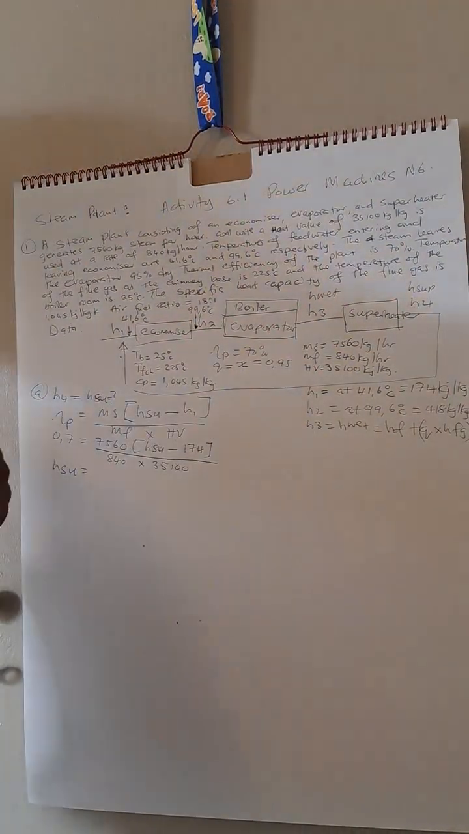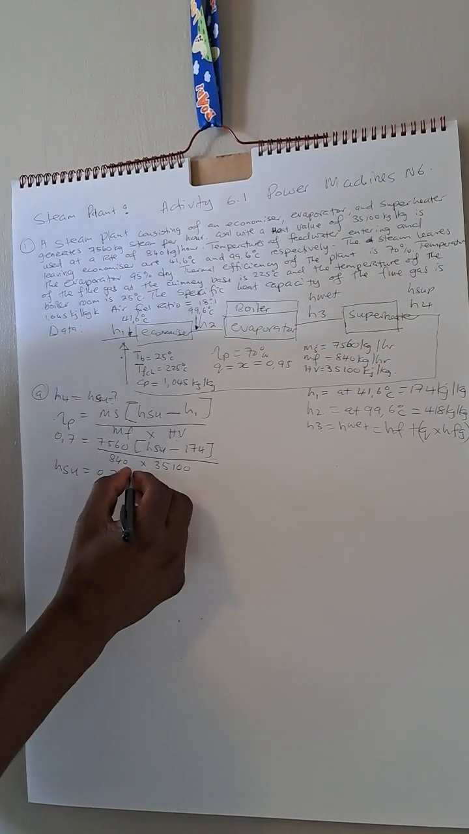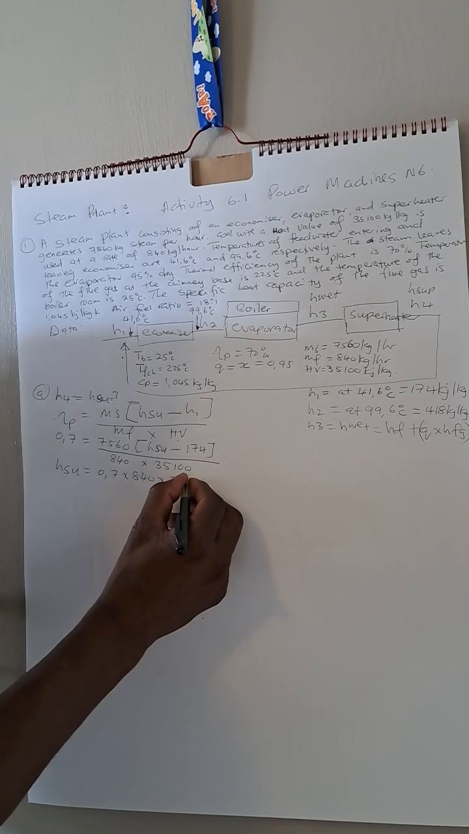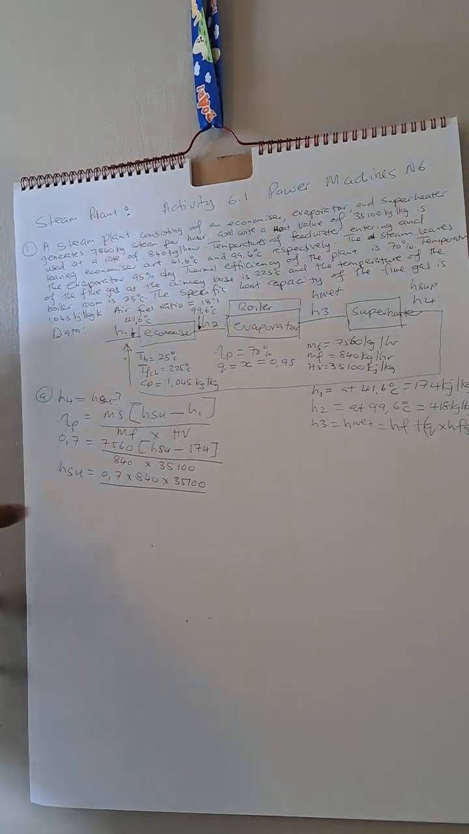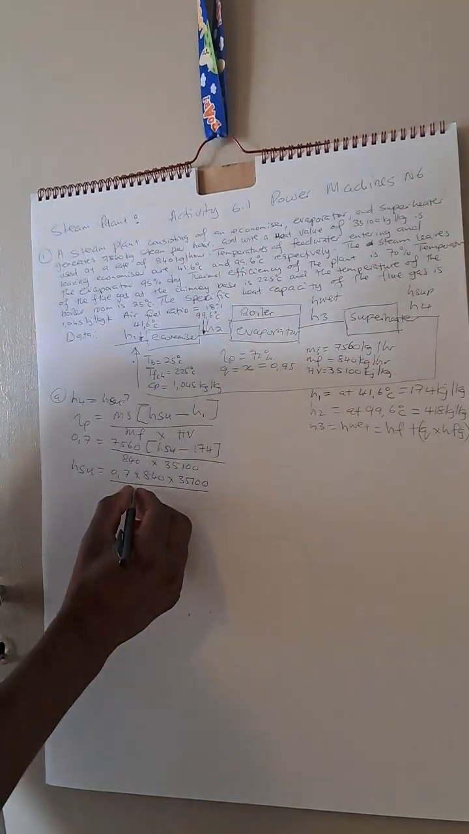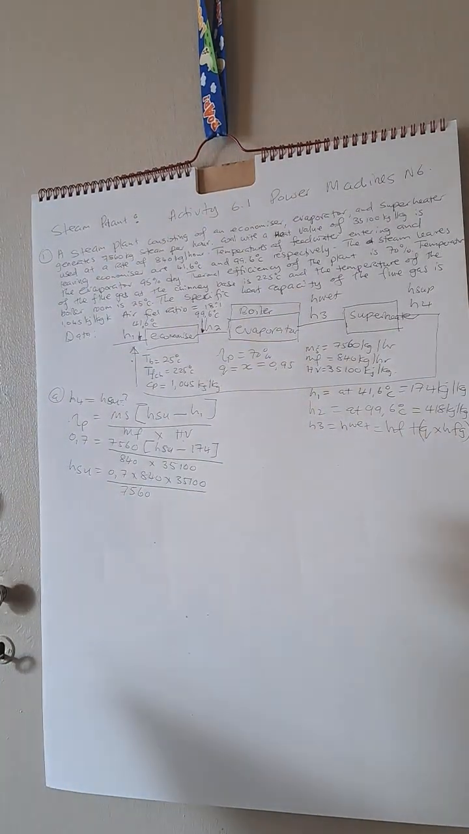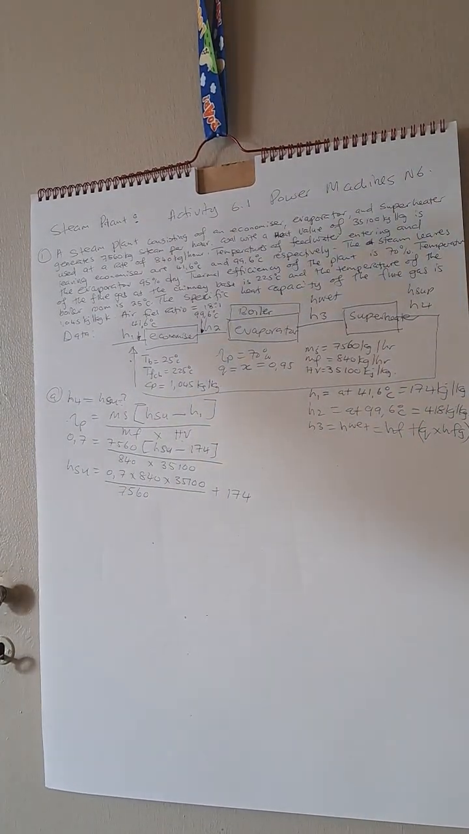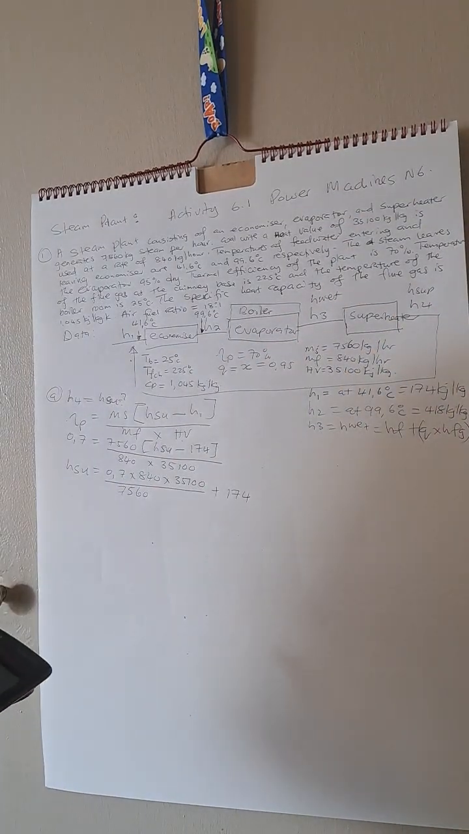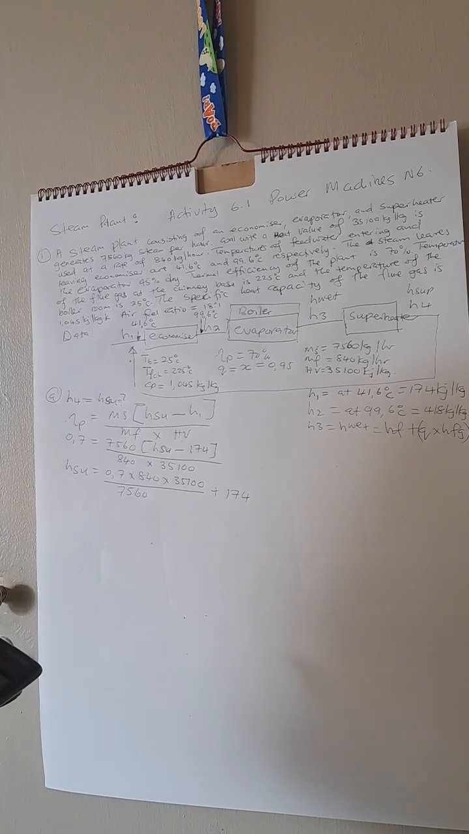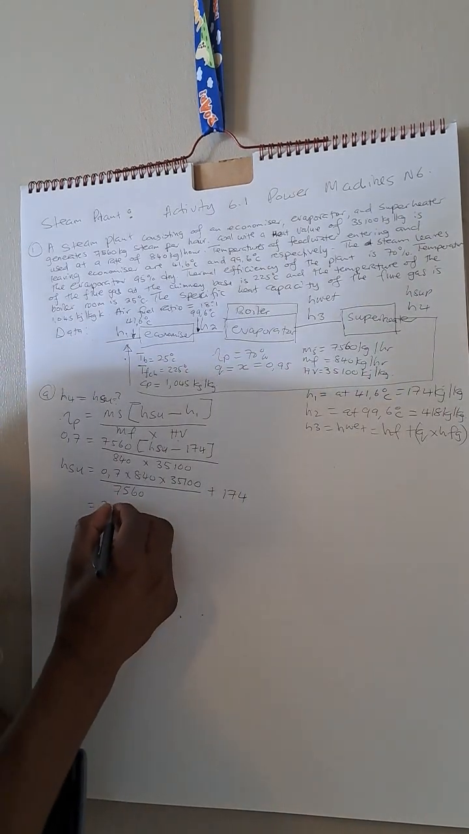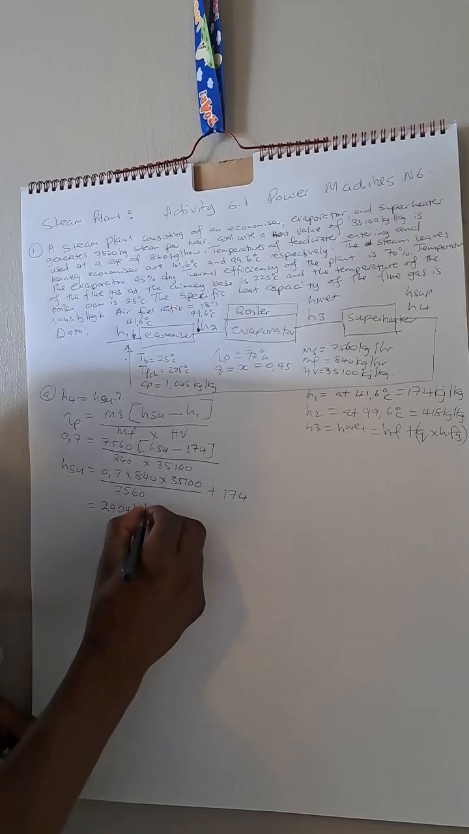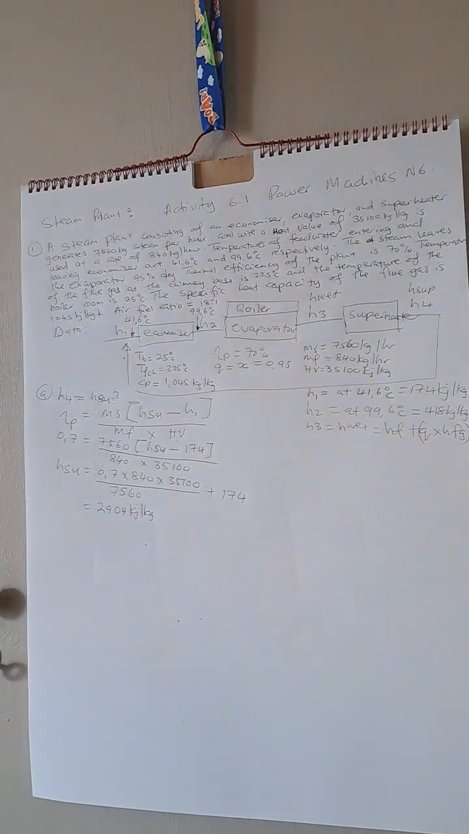So from there, we can make our HSU the subject of the formula, which becomes 0.7 times, just cross multiply, 840 times 35100. We divide this by 7560, plus our H1, which is 174. Let's see what we are going to get here. So we have 0.7 times 840 times 35100 over 7560, plus 174. I'm getting something like 2904 kilojoules per kg. Now we are sorted. We now have our HSU.